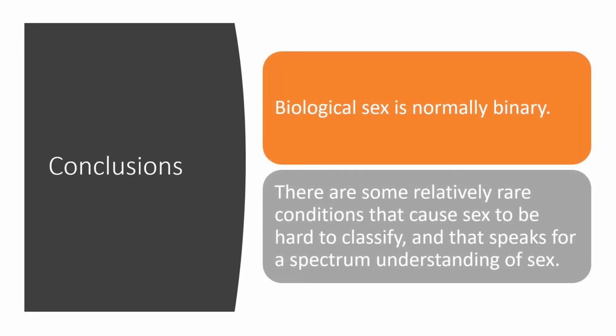Our conclusion is that biological sex is normally binary, but there are some relatively rare conditions that can cause sex to be harder to classify, and that speaks for a spectrum understanding of sex.